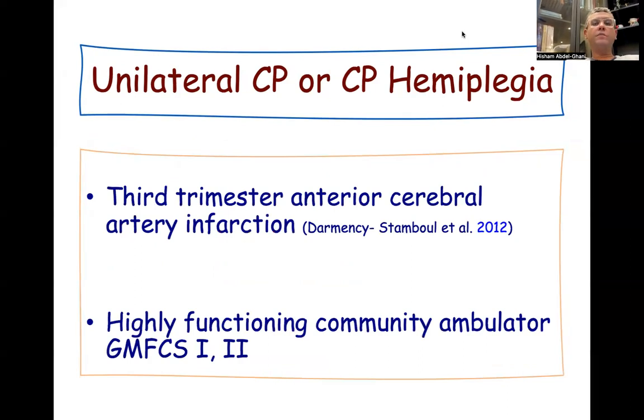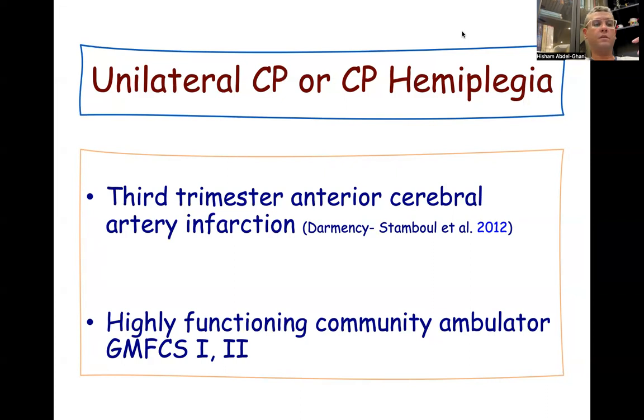This pattern of involvement of cerebral palsy is secondary to injury of the one cerebral hemisphere. And this, in the majority of cases, is secondary to third trimester anterior cerebral artery occlusion or infarction. That's why sometimes we cannot find a relevant history of neonatal injury or neonatal insult, like hypoxia or incubator, in these children.